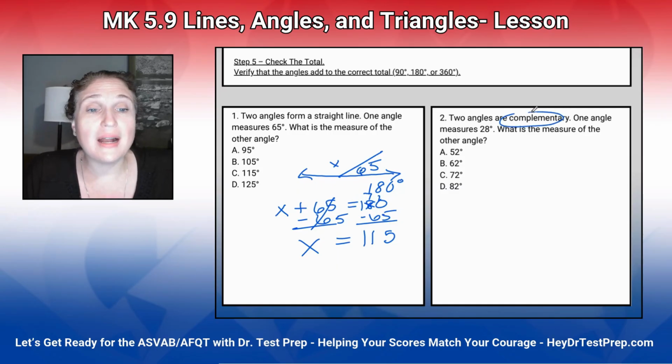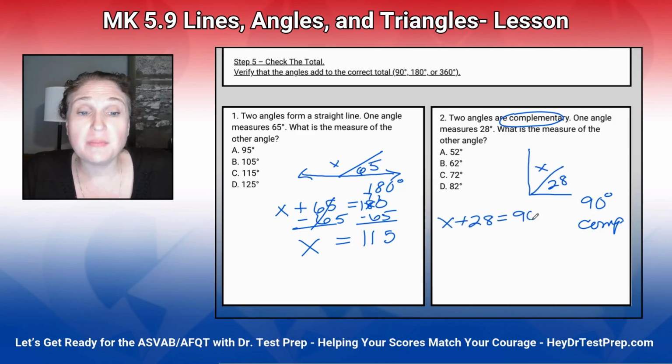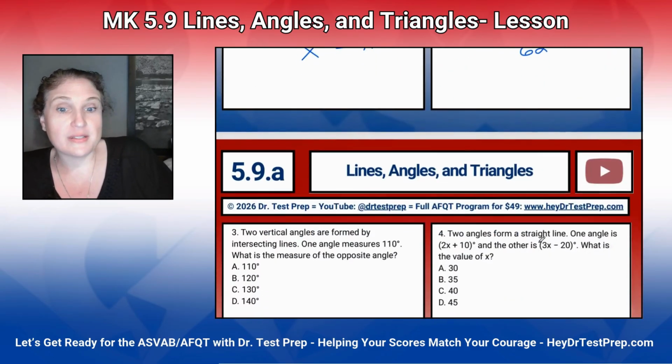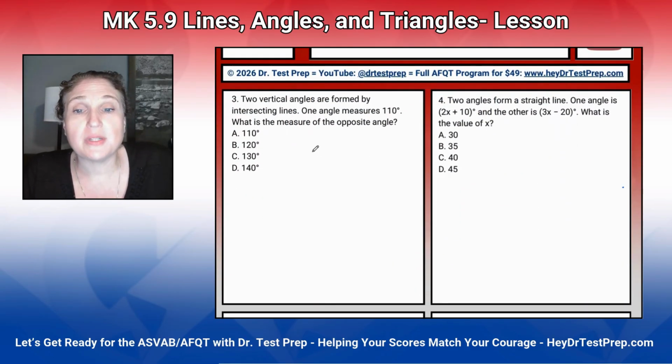Two angles are complementary. Complementary angles equal 90 degrees. One angle is 28. What's the other angle? x plus 28 equals 90. Subtract 28 from both sides. We have to borrow. 10 minus 8 is 2. 8 minus 2 is 6. 62 degrees.